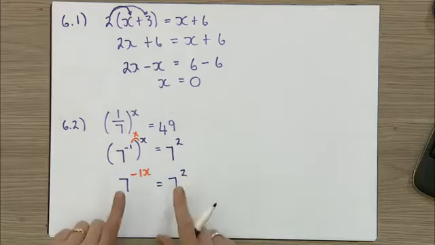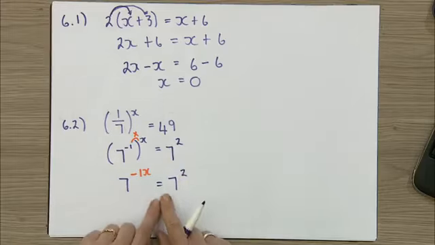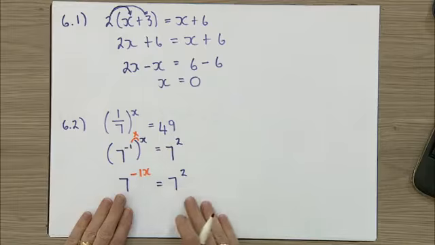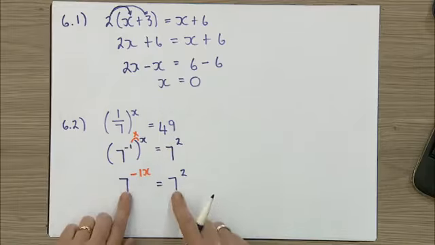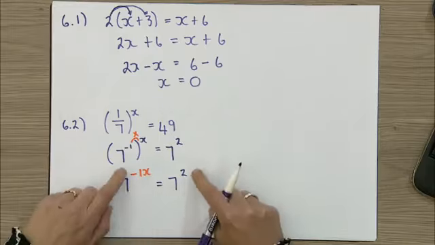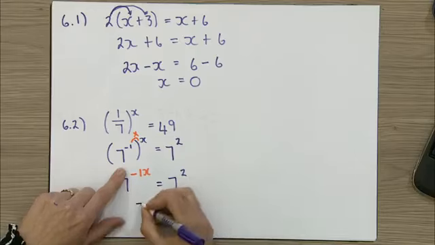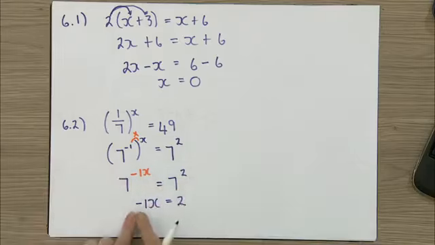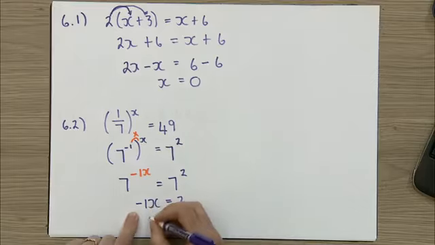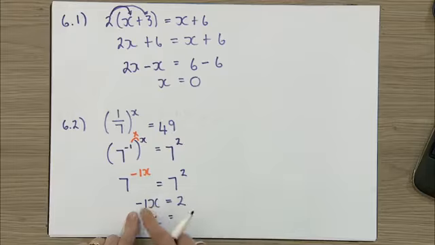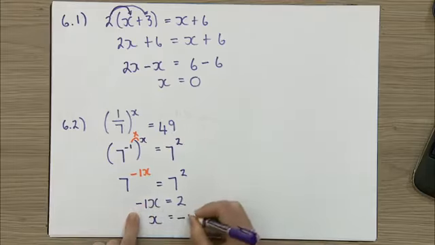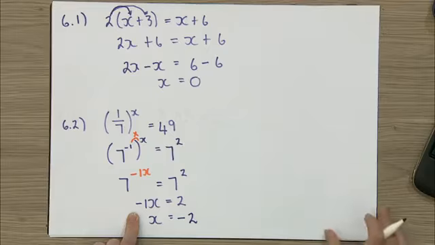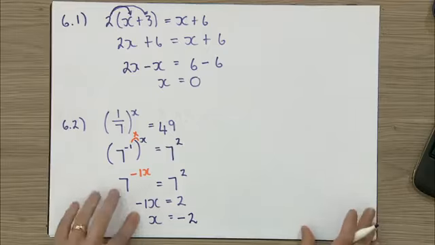What did we learn? This is an equation, which means the left and the right must balance. If the bases are equal, that means the exponents must be equal. So negative 1x must be equal to 2. What does this mean? Negative 1 times x. So if I only want x, I've got to divide the other side by negative 1. 2 divided by negative 1 is negative 2. And there we got that answer.